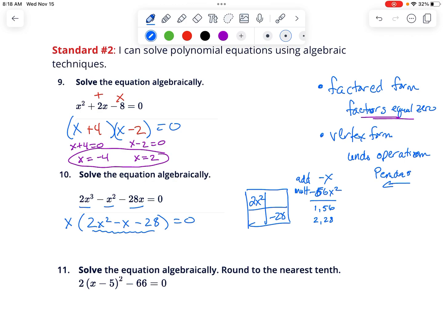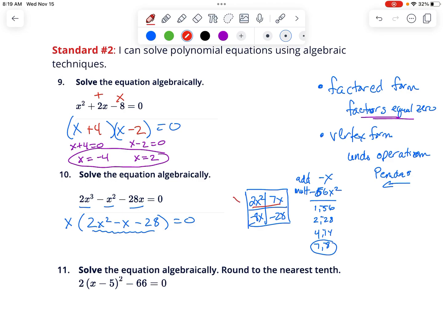I could see, does 3 go into this? It does not. 4 does go into 56 though. We have 4 and 14. 5 does not. 6 does not. 7 times 8 is 56 though. And then 8's already on our list, so we have found everything. I want my answer to be negative when I add, so I make my bigger one negative. And this is my combination that's going to give me a -1. So 7x and -8x.